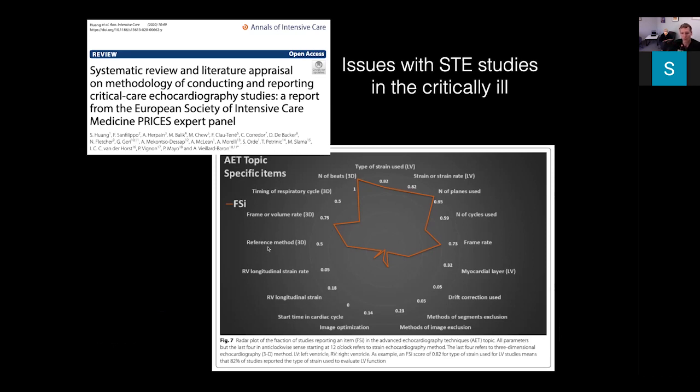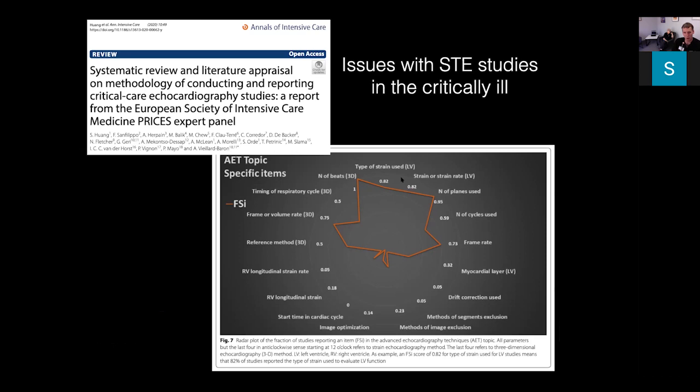If we included everything that we thought should have been included in critical care studies, you've got to talk about how images were optimized. Did you reduce your depth and narrow your sector width so that you can improve your frame rate? Only 14% of studies did that. Did you talk about how you excluded images? Only 0.25% of studies did that. Did you talk about how you excluded segments? Did you talk about your frame rate?